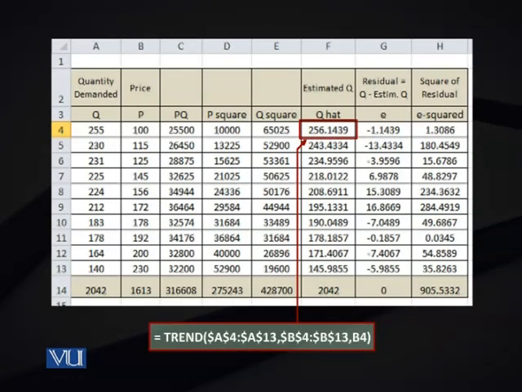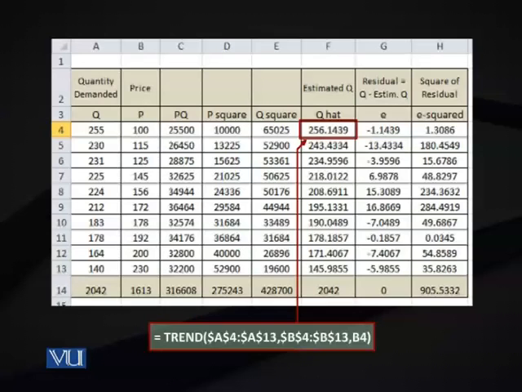So to keep these references as A4 to A13, because the values of Q, the dependent variable, lie in the cells A4 to A13. Similarly, the second input here is B4 to B13 with dollar signs against the alphabet, which keeps these references constant. So you have B4 to B13 as the references for the X values. And then you see that we have given another input, that is B4. This is the value of the independent variable for which you are computing the trend value. So the first trend value is computed for the price, which is 100.